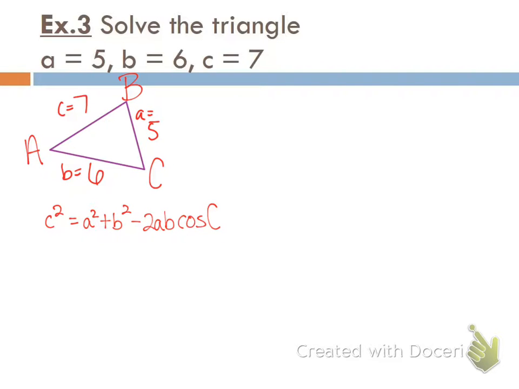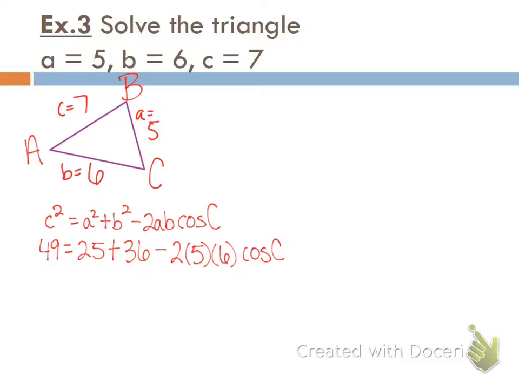Of course, we're just going to plug in everything we know. If you want to square these as you plug them in, I would kind of be okay with that. All right, C squared is what? 49 equals A squared, 25, plus B squared, 36. Okay, I believe most of you should know those. Minus 2 times 5 times 6 cosine C.